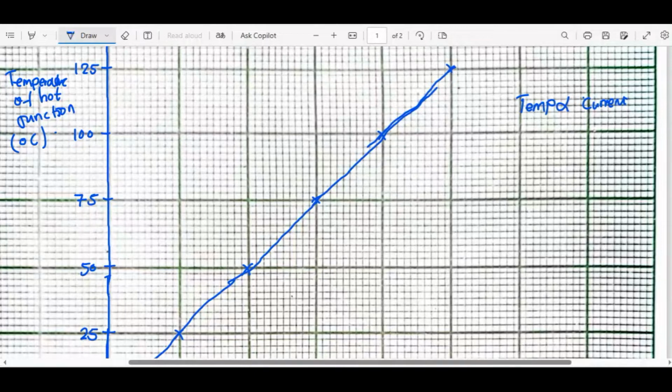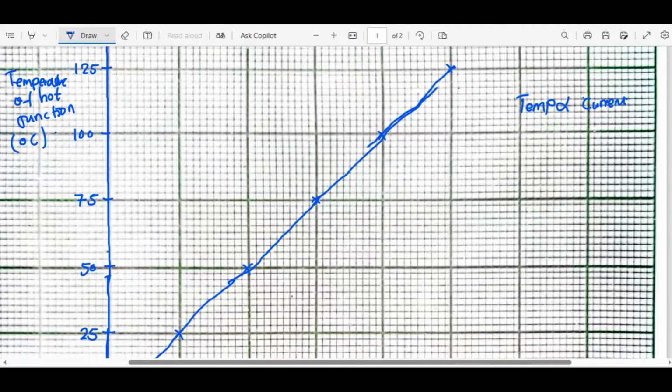How did we know that this is directly proportional? Because the line is linear. So that's what you're supposed to do, which simply means that if temperature increases, current is also increasing. That is the simple definition that we can give to a direct relationship.